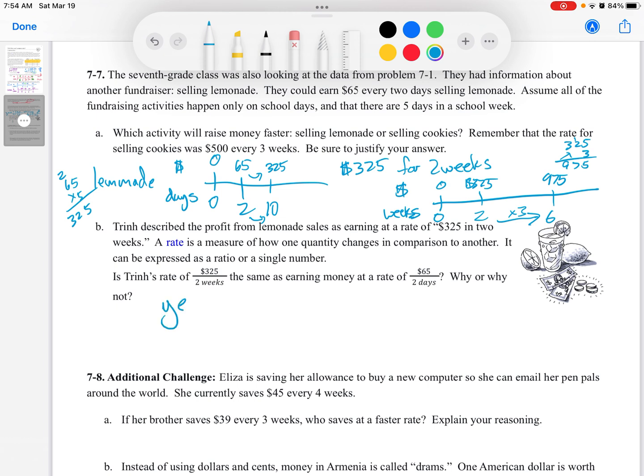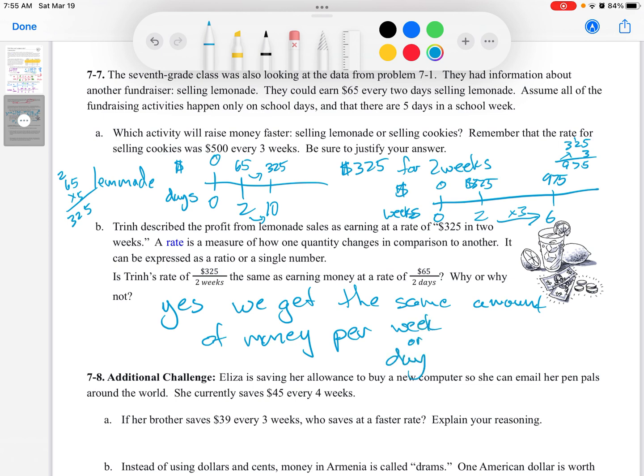It is the same. It's the same rate, meaning that we get the same amount of money per day, or week. Same amount of money per, you could say week, or you could say day, for those, right? So even though it is the same rate, it's not something we would normally compare, but what we can say is it is the same amount of money for each day.